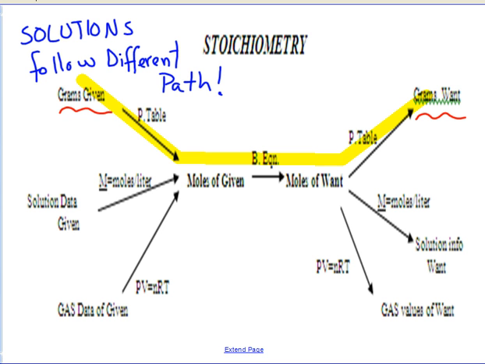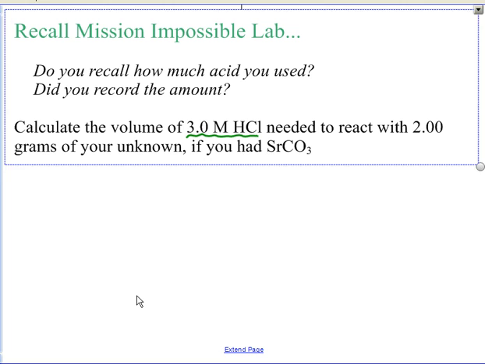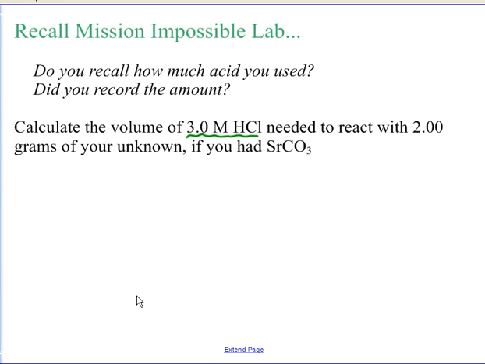And so one obvious example for us in this class is to go back to a lab that we did recently, and that was the Mission Impossible lab. And in this lab, you were asked to kind of loosely keep track of the amount of hydrochloric acid that you added to react with your carbonate. So here is the problem: calculate the volume of acid needed to react with 2 grams of your unknown. Assume, for the sake of this example, that you had strontium carbonate as your unknown.